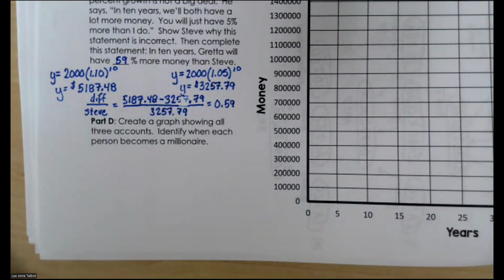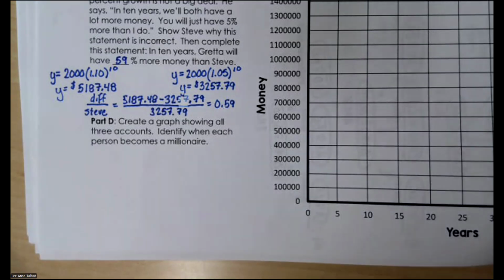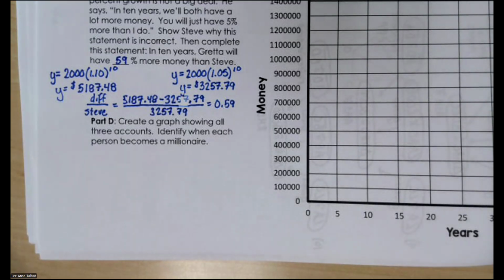Lastly, create a graph showing all three accounts. Identify when each person becomes a millionaire. Okay, so I'm hoping this will actually help us if you were struggling on how to make the graph on the quiz review. Was anybody struggling on how to make the graph on the quiz review?